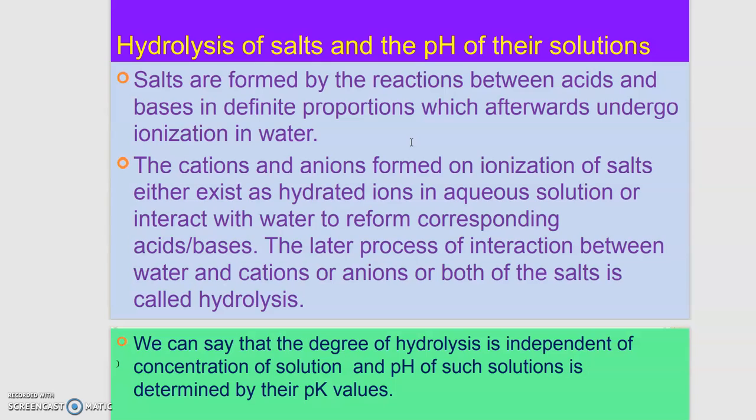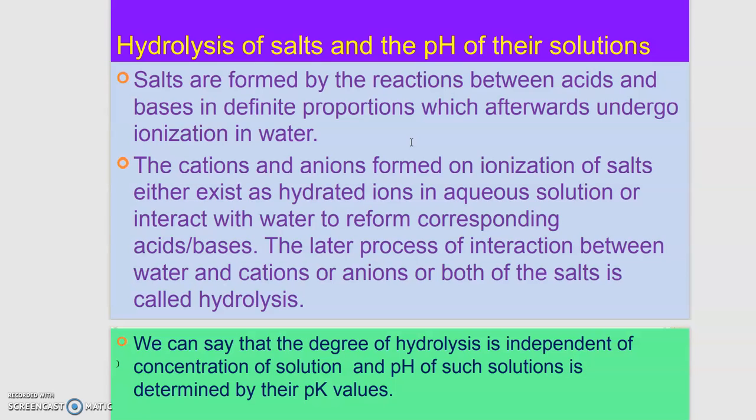Hydrolysis of salts and the pH of their solution. Salts are formed by the reaction between acids and bases. We know this is a neutralization reaction. If these salts are dissolved in water, ionization occurs. They split into cations and anions due to the ionization of the salt. Either they exist as hydrated ions in aqueous solution or they interact with water to reform the corresponding acids and bases.